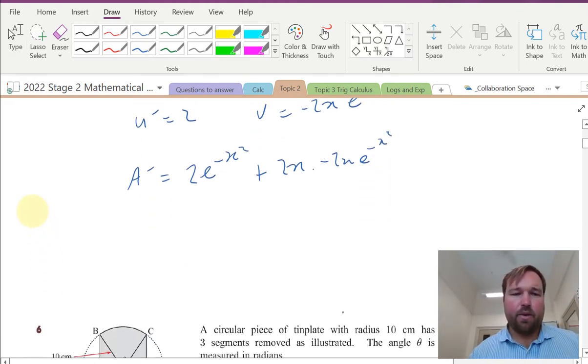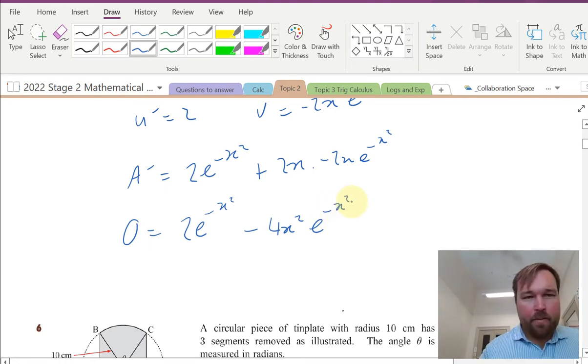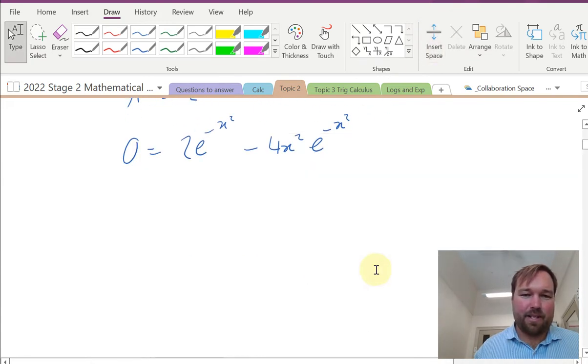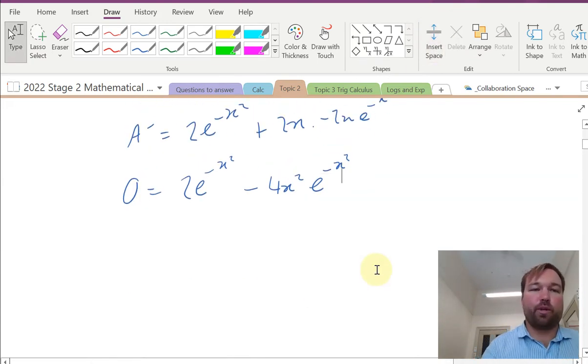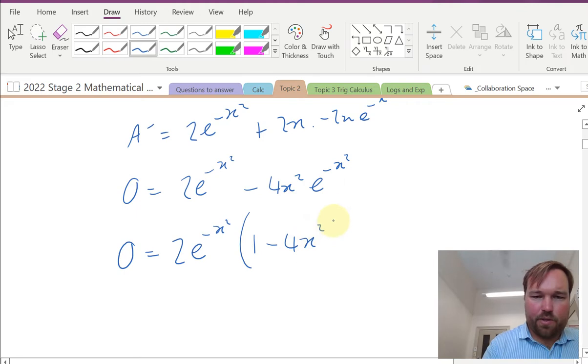Alright, a bit ugly, but we want to set it equal to 0. 0 equals 2e to the minus x squared, plus, actually, because of that negative there, it's going to be minus 4x squared e to the minus x squared. Now here, I would be recognizing that you have a pair of e to the minus x squareds and a factor of 2 that can both be factorized out. Therefore, 0 equals 2e to the minus x squared, bracket 1 take 4x squared.